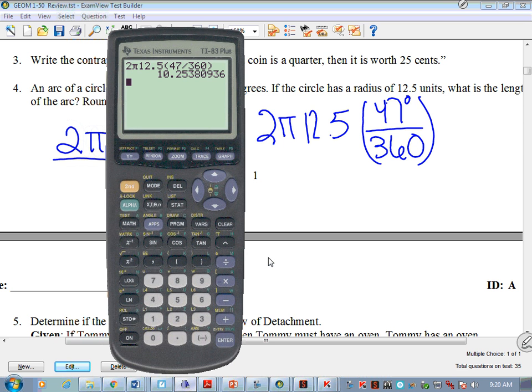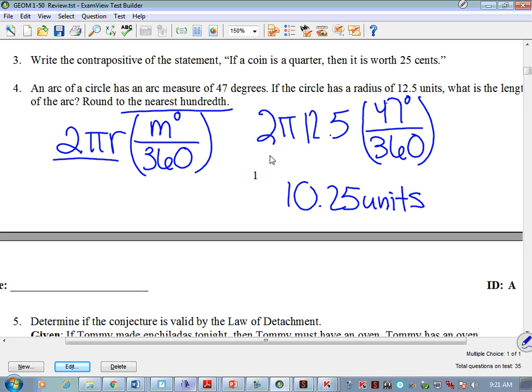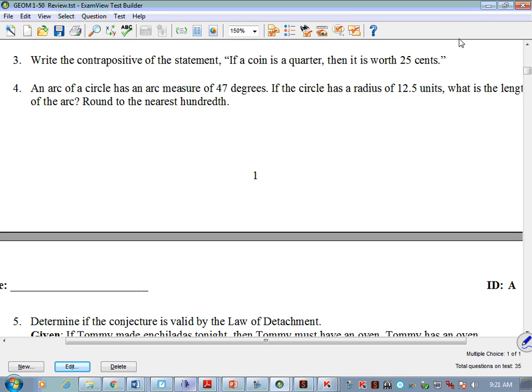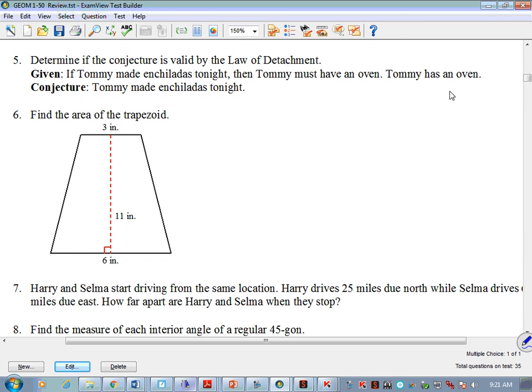Because all they gave me was units, they didn't tell me inches or anything like that, we can just say 10.25 units. And because it's arc length, it's just units, right? If it was area of a sector, we would square it because it's area, but this isn't. So just 10.25 for my answer there. Let's come down to number 5.